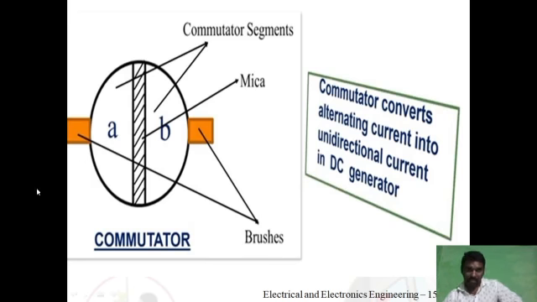This commutator is separated. As the name indicates, split rings, it is split into two parts and separated by mica insulation, you can observe. And these are the brushes, which are made up of carbon. The commutator converts the alternating current into unidirectional current in a DC generator. What is the job of the commutator? It converts an AC into DC.